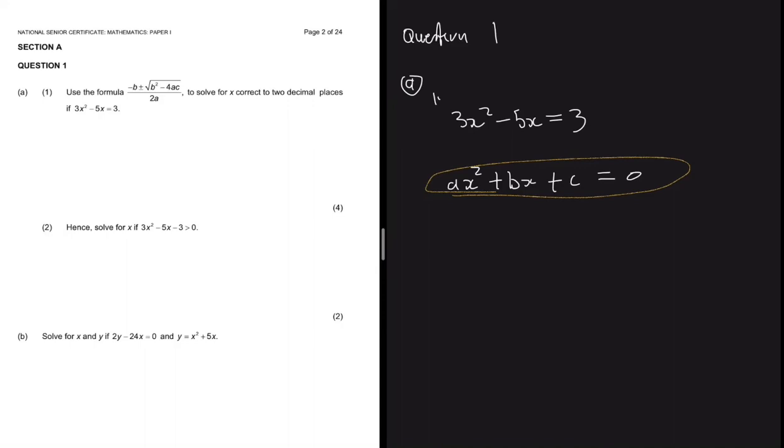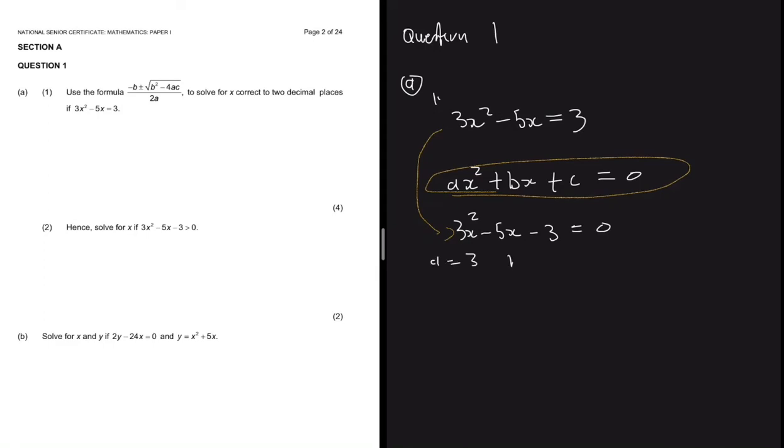Then after you have written your equation in this format, that's when you can use the quadratic formula. But before you do that, you cannot. So to write this equation we have in the standard format, we're going to get 3x squared, b in this instance is minus 5, so we're going to have minus 5x, and then c is going to be minus 3. We take minus 3 from the right hand side to the left hand side, and then the sign changes, equals zero.